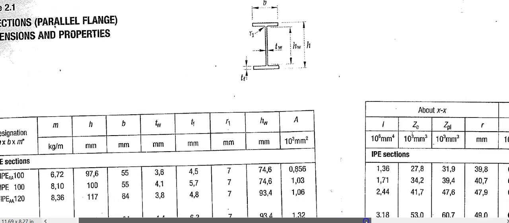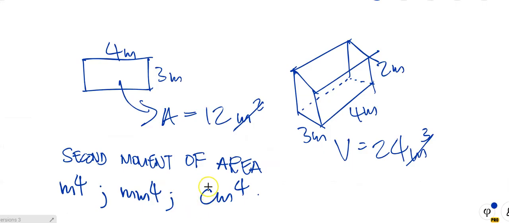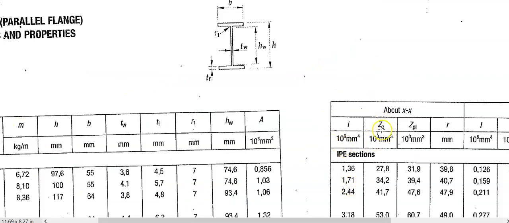Okay, and I want to come to this. There's a second moment of area. It says IXX, that's a capital I, and I is the abbreviation for second moment of area. So capital I, we read it as second moment of area. One letter, but lots of words attached to it. You can see there, the second moment of area for this first section is 1.36 times 10 to the power 6 millimeters to the fourth. That is why we need to know that.